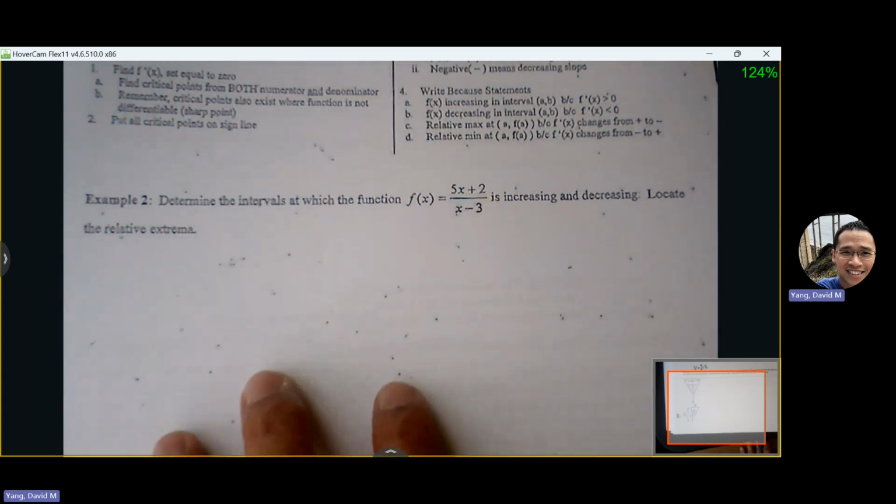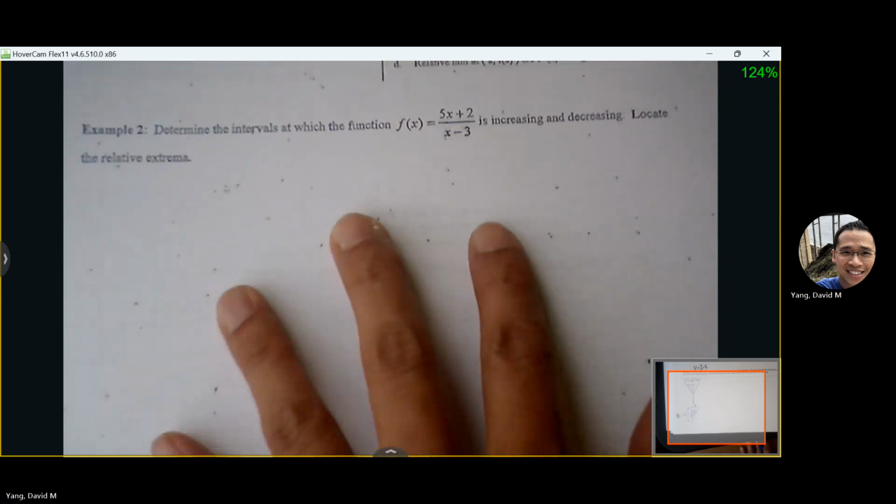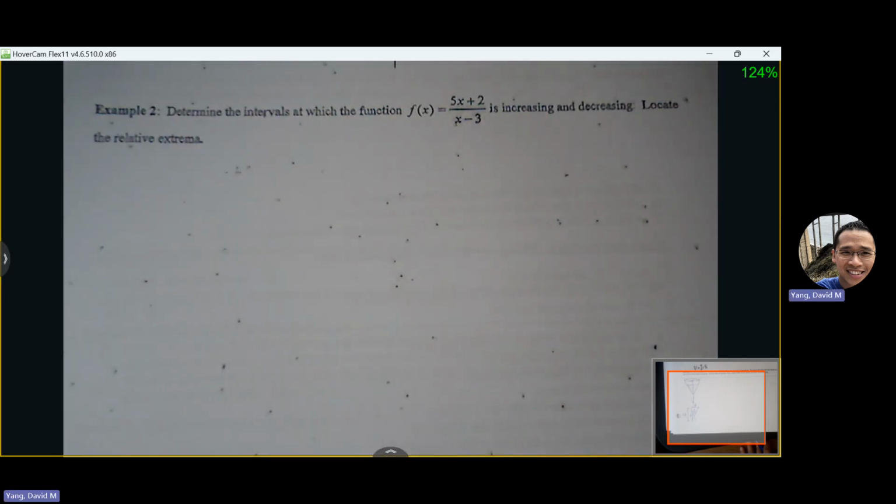Okay, example 2. Everybody good with page 1? All right, number 2. Determine the interval in which our function is increasing and decreasing. Locate relative extrema. So we're going to go through the same process. We're going to find f prime. From f prime, we're going to find our critical points. From our critical points, we're going to populate our slope sign line and then indicate.